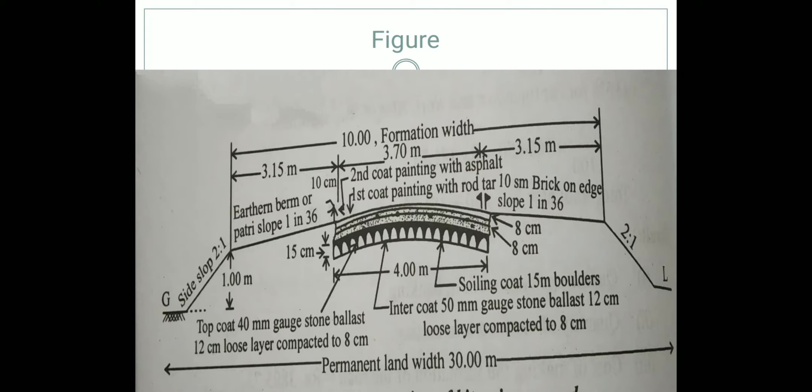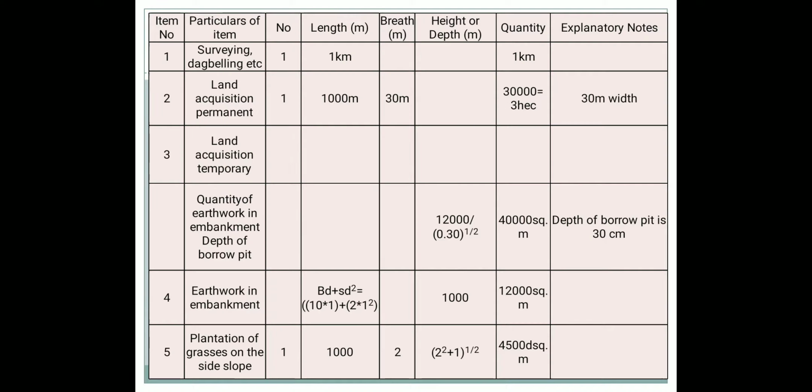It's a flexible pavement having coatings with asphalt, road tar, formation width is given, earth berm is provided, slopes are provided, soiling is done, inner coat is there, outer coat is there, loose layer compaction is given, top coat is given with stone ballast, and it has a permanent land width of 30 meters. So let's move on to the detailed estimate.